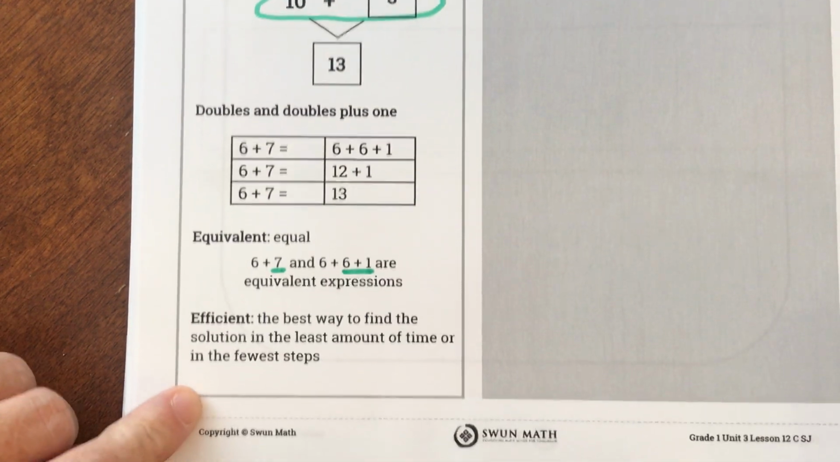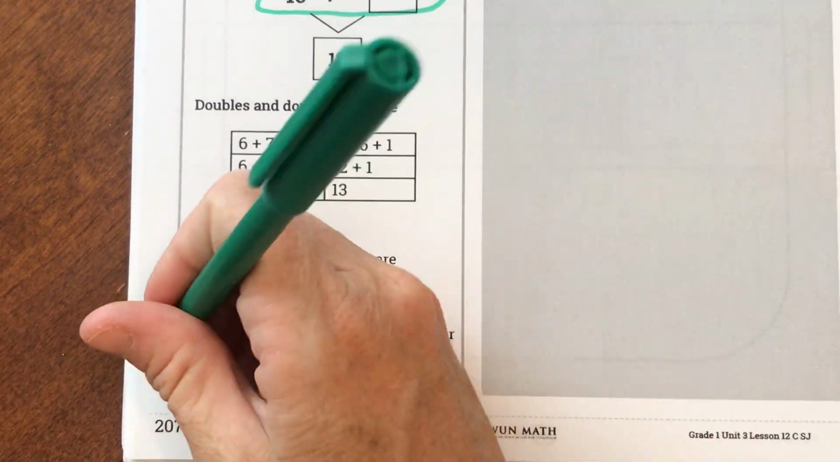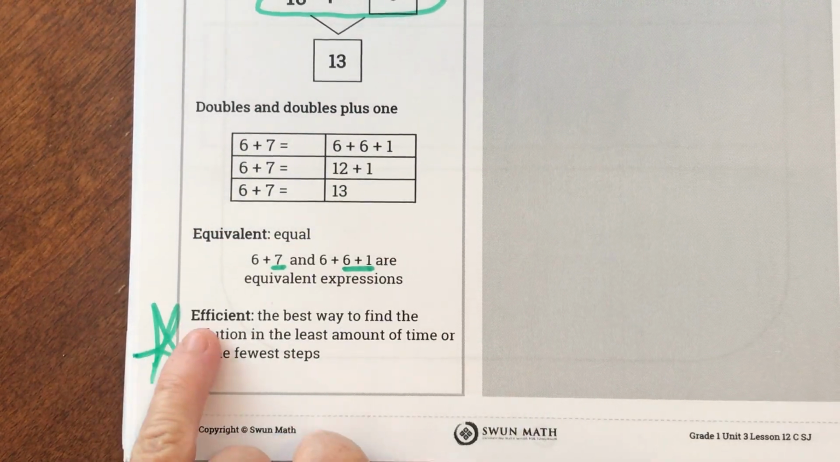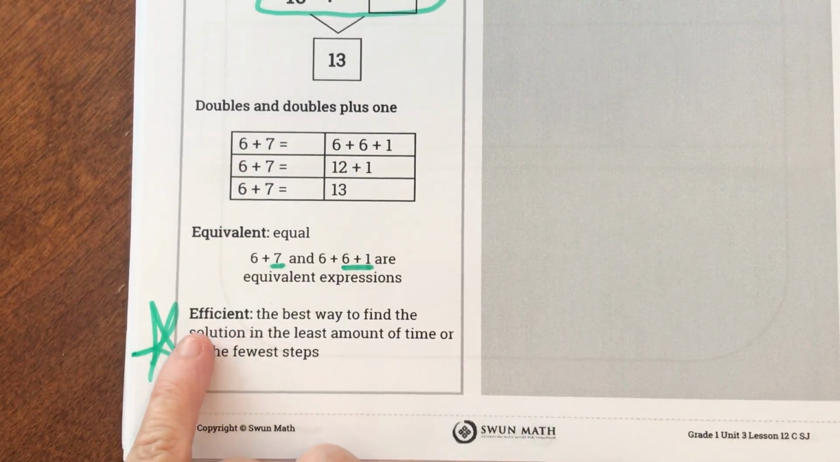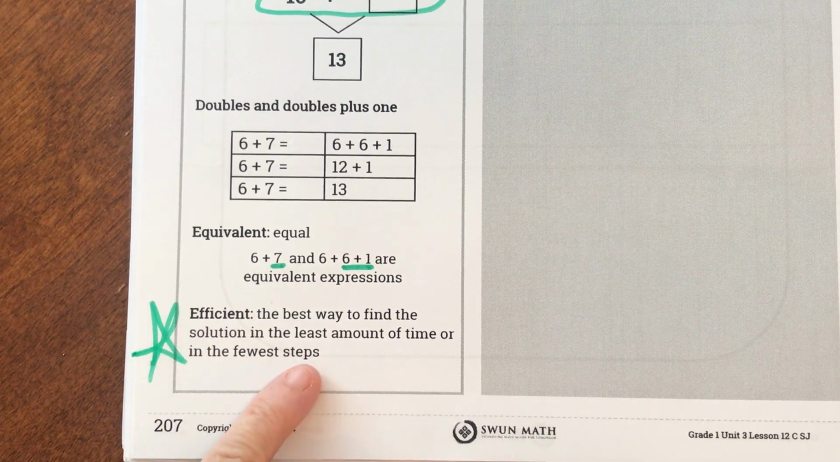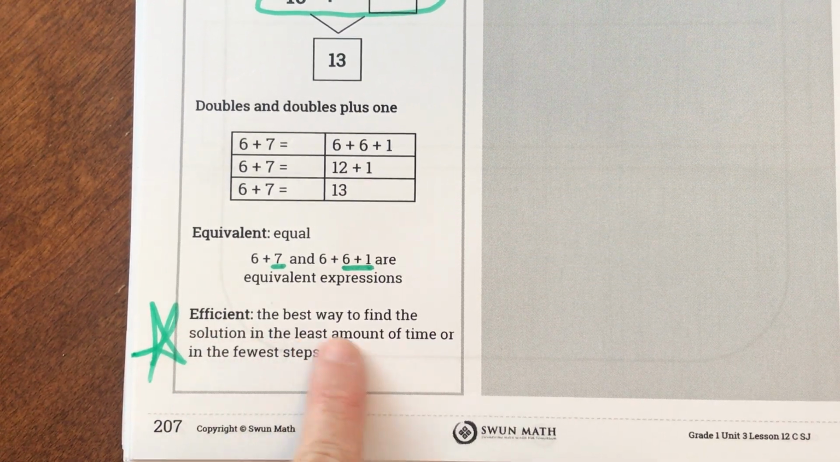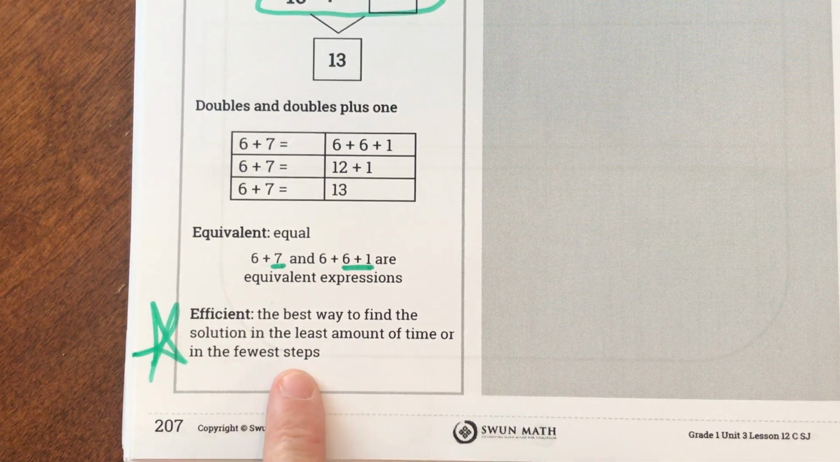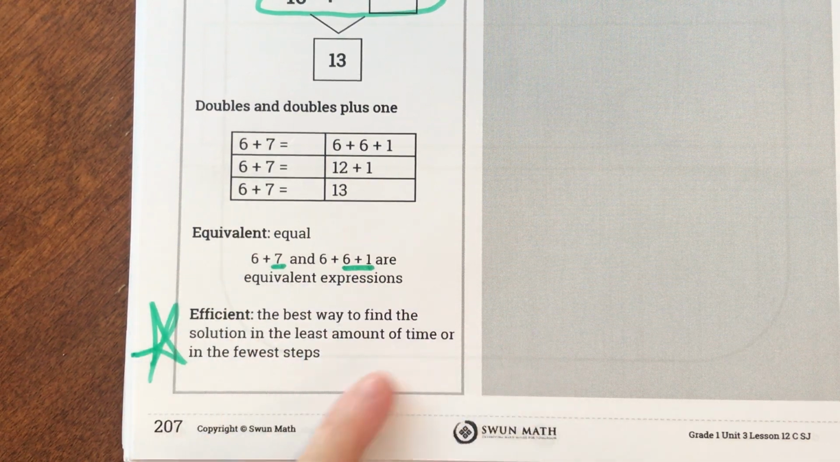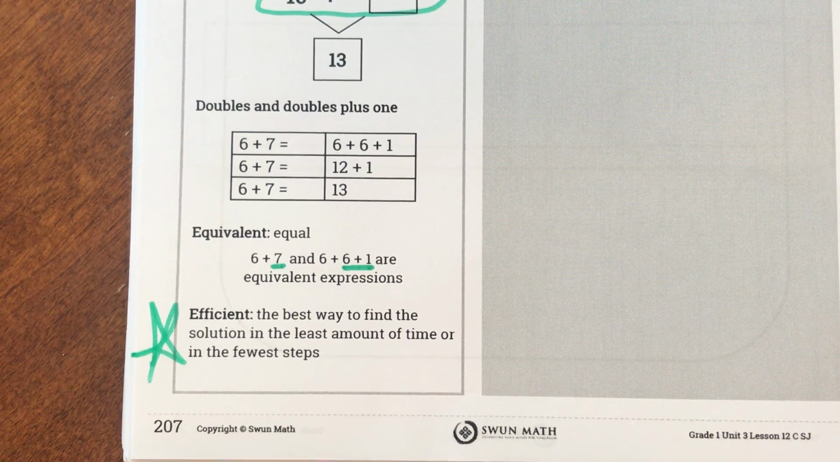Okay, and then this last word is efficient. This is a very grown-up word. So this word efficient, you might want to practice saying it with me. Efficient. Efficient is the best way to find the solution in the least amount of time or in the fewest steps. So this is a very big word for first graders. When I taught 5th grade, I used this word a lot. And what I would tell my 5th grade friends was efficient means that you're still doing your best and you're still doing work. You're just doing it the quickest way.